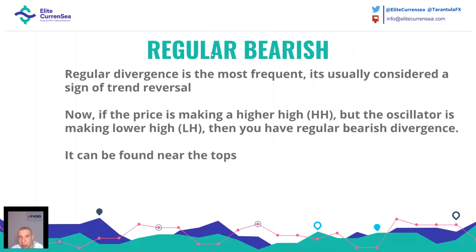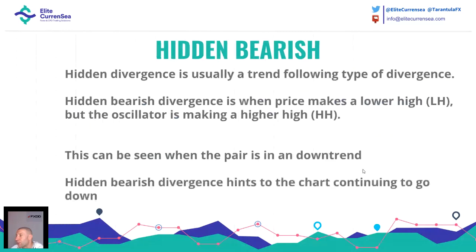Hidden bearish divergence. Now, hidden divergence is not as frequently used as regular divergence. And now we have hidden divergence that is actually the opposite of regular divergence. Hidden bearish divergence is when price is making a lower high, but the oscillator is making a higher high. Okay, and this can be seen when the pair is in downtrend. Hidden bearish divergence hints to the chart continuing to go down.